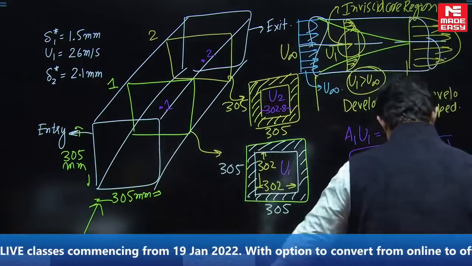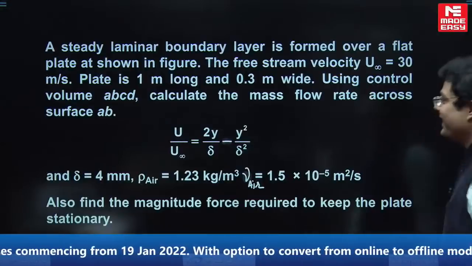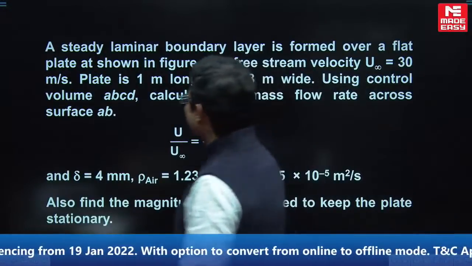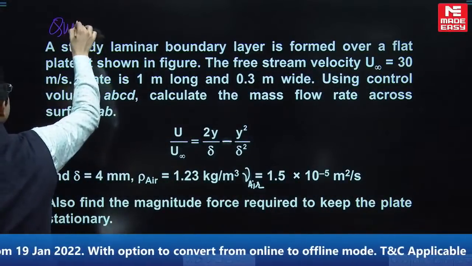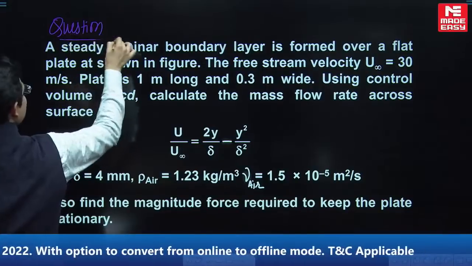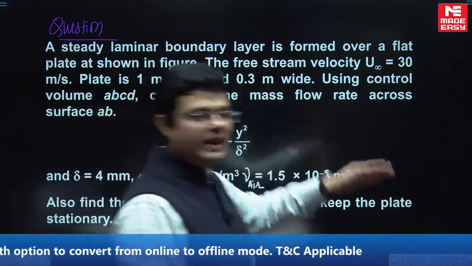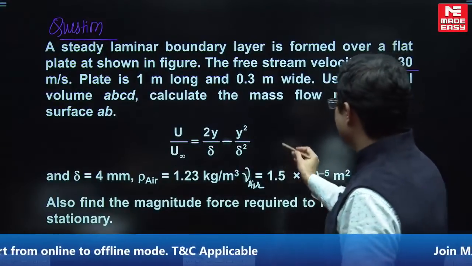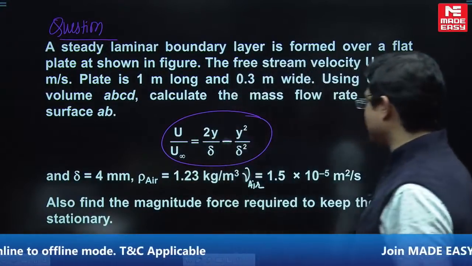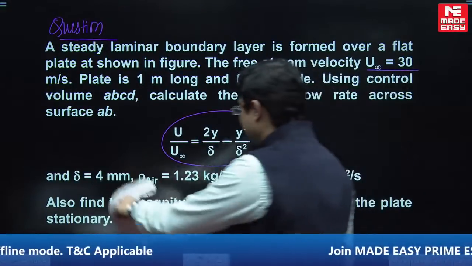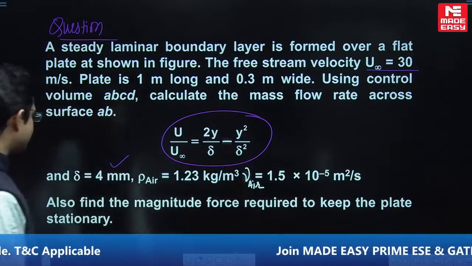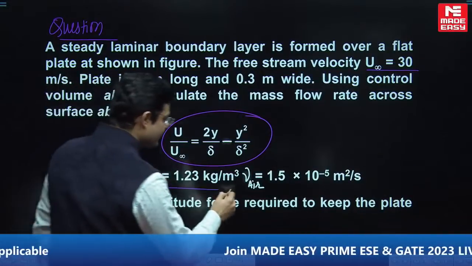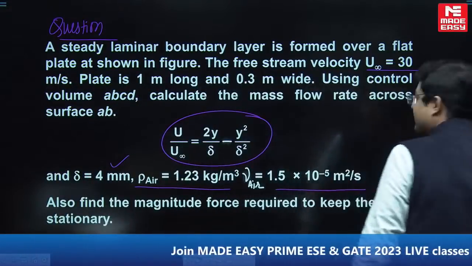Yes. Wonderful बच्चों. Okay. आओ एक और देखते हैं. Yes, this is our question. Steady laminar boundary layer है, u infinity का value है 30 meter per second and the flow over the plate is parabolic, and at the trailing edge the boundary layer thickness is given as 4 mm, density is given as इतना and this is given as इतना.